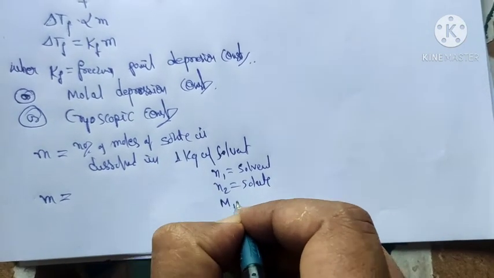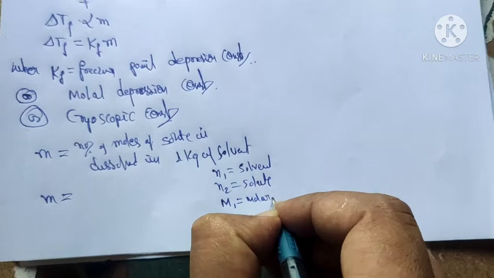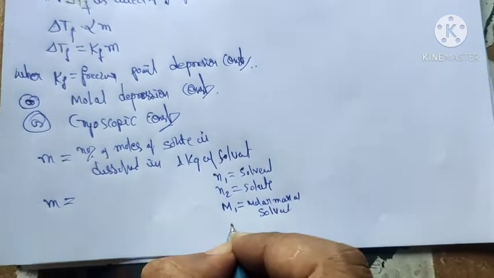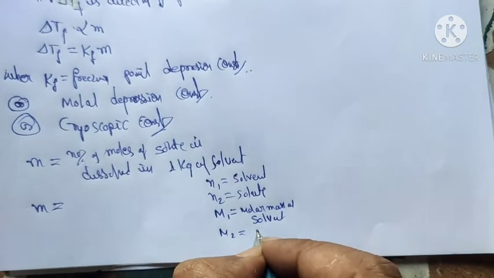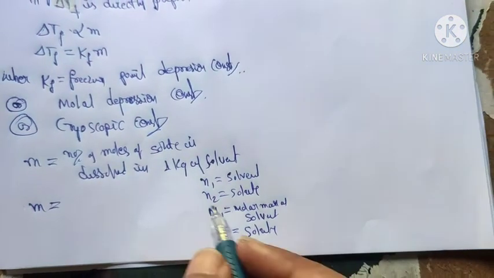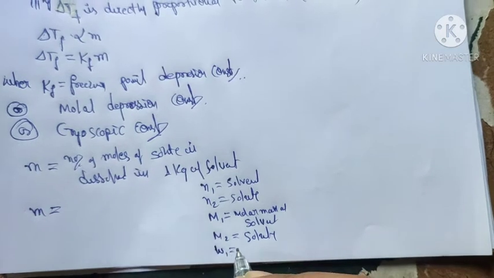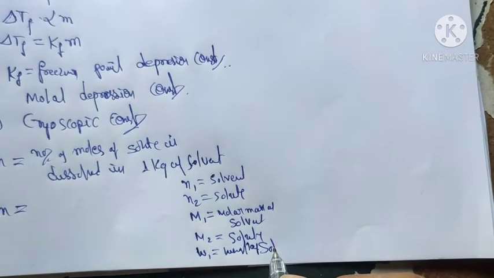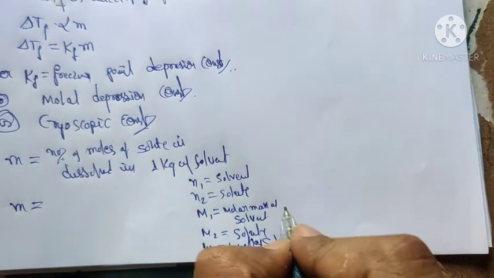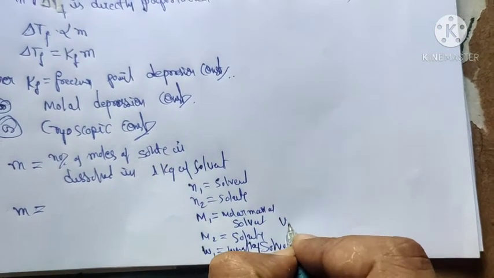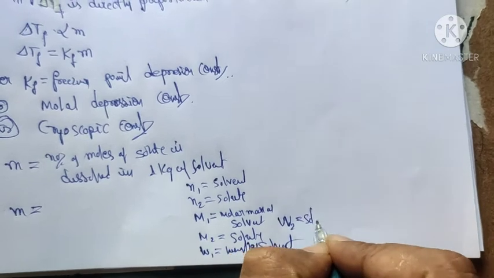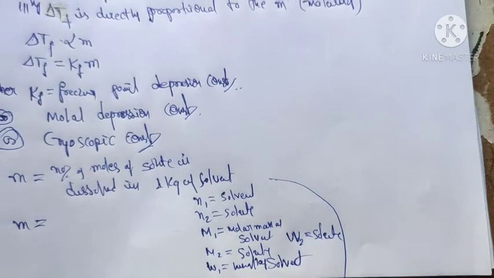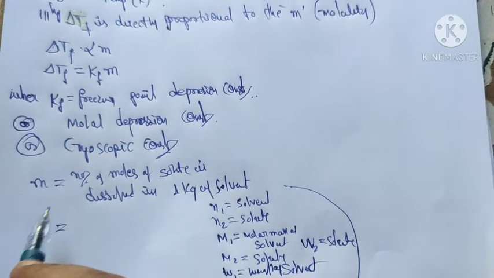So M1 is the molar mass of solvent, M2 is the molar mass of solute, and likewise W1 is the weight of solvent, and one more, W2 is the weight of solute. Okay, get this point understood, then the rest becomes easy.